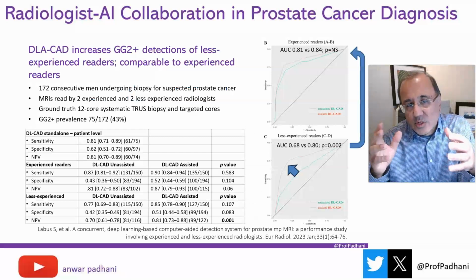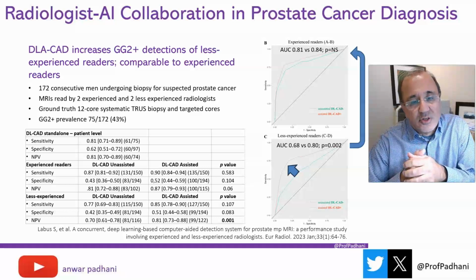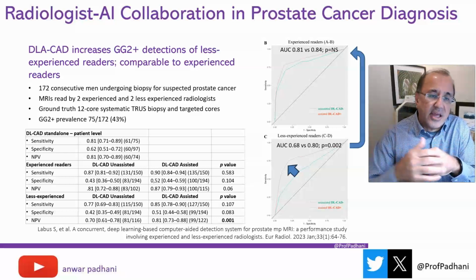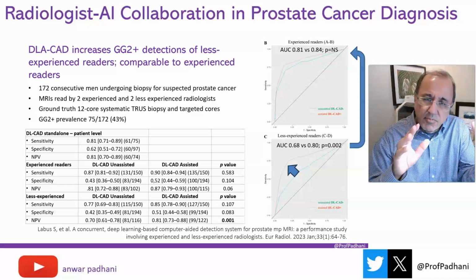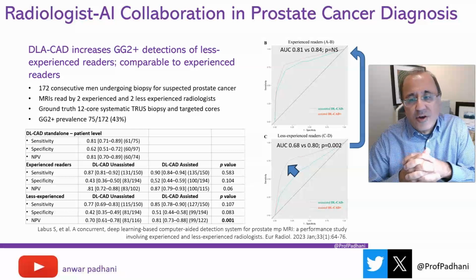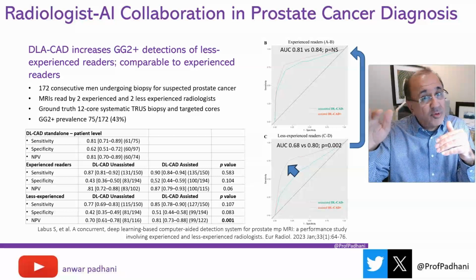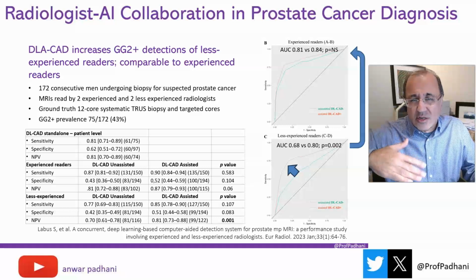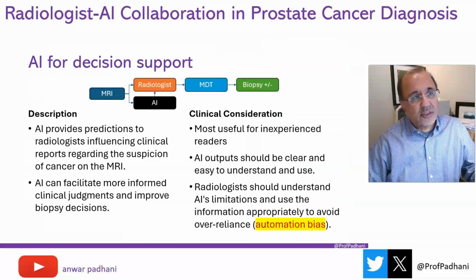Now, it turns out that this will help inexperienced radiologists the most, which is something we just mentioned before this. And here's some data. On the bottom right, you can see inexperienced radiologists being helped by this particular AI. The experienced radiologists on the top right are less helped by the AI, but you can see that the inexperienced radiologists with the AI, their performance is almost as good as the experienced radiologist without the AI. So in other words, it can help raise the performance of less experienced radiologists.